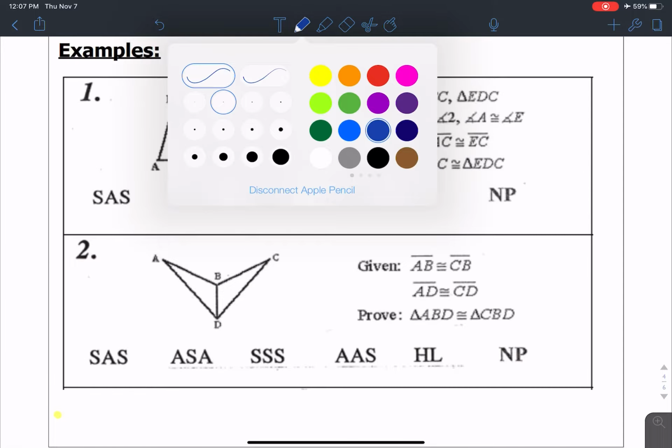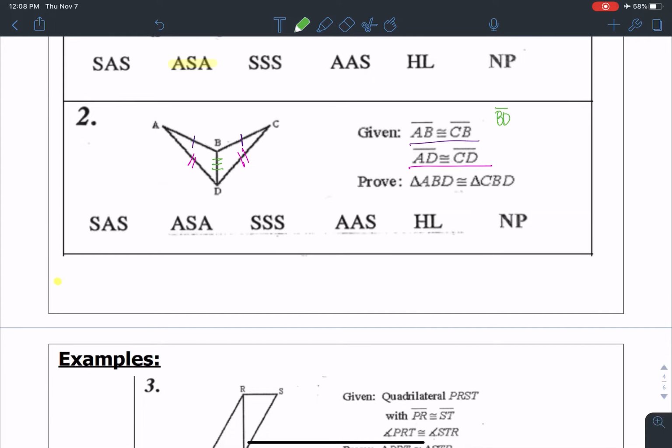And then I have to make an assumption here, or an inference, that BD is congruent to itself, and that is due to the reflexive property. So I'm going to put BD congruent to BD, and this is by reflexive property. So I can look at this picture and I can see that I have a side, and a side, and a side. So that's going to be side, side, side.